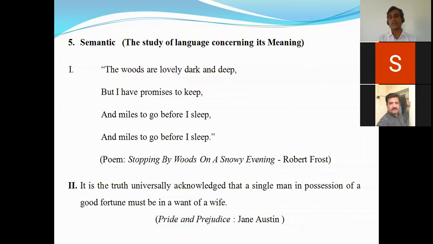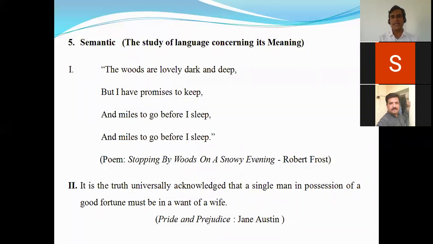Those lines were decorated in our Prime Minister's office when Pandit Jawaharlal Nehru was our first Prime Minister. So beautiful are the lines. The woods are lovely, dark and deep, but I have promises to keep and miles to go before I sleep, and miles to go before I sleep.